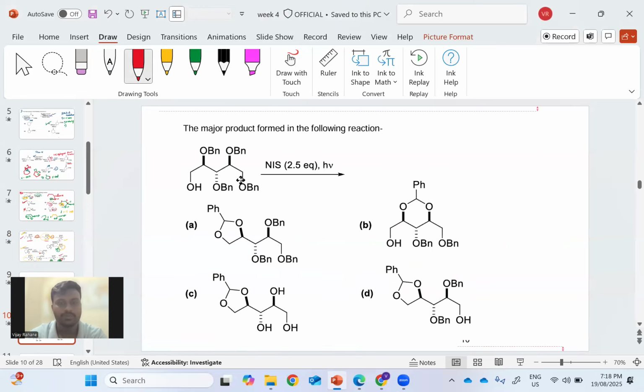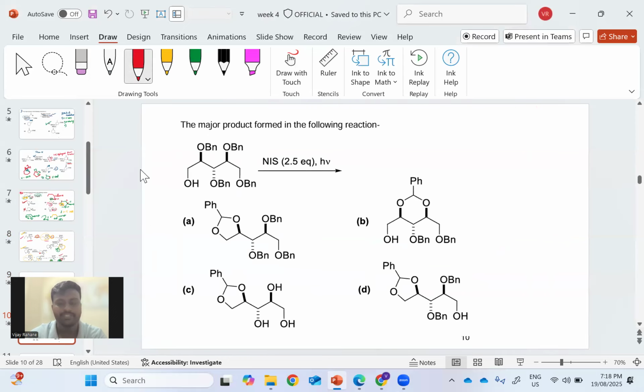Alright, if you don't have any doubt, I will slowly move to the next question, which is again based on radical chemistry. The question asks for the major product formed in the following reaction, and you have been given the hydroxy group and four OBn groups. They have again a specific stereochemistry, and in the reagent we have N-iodosuccinimide. I'll just pull up the detailed structure of this N-iodosuccinimide.